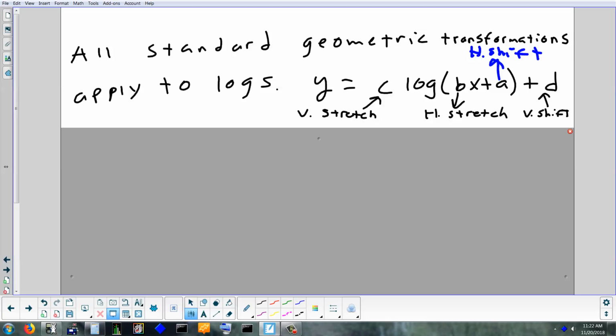What if B or C was a negative in front? Well, what does that do when you put a negative in there? Yep. Does it flip it? It flips it. If you put a negative in front of B, B is a horizontal flip. If you put a negative in front of C, C is with the vertical. It would be a vertical flip. Okay? Some people say reflection instead of flip. It's the same thing.